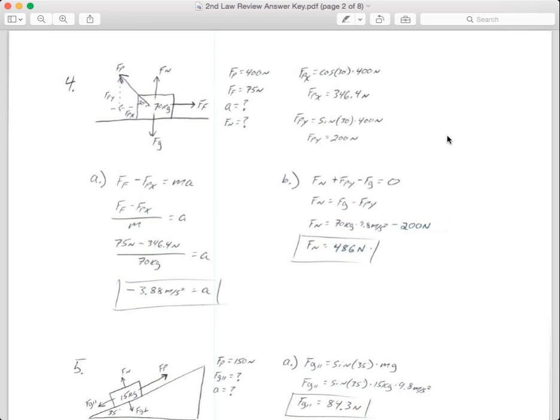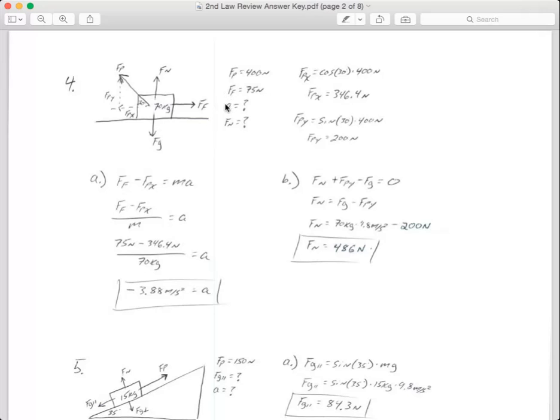All right, looking at page 2 of the answer key, starting with number 4. You're pulling at an angle. The box is 70 kilograms, given in the problem. It's being pulled by a 400 Newton force, so that's our force of pull. That's the one here at an angle. It's at an angle of 30 degrees with the horizontal, so there's my 30 degrees. And the force of friction is 75 newtons. It says kinetic friction. That just means friction, sliding friction.